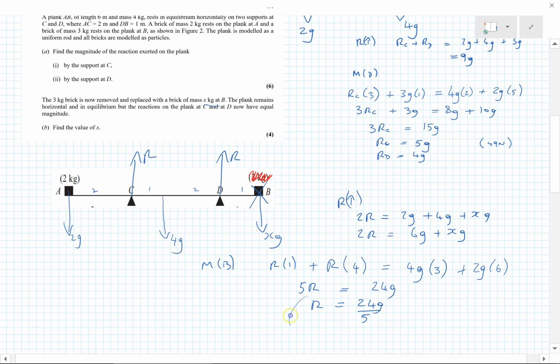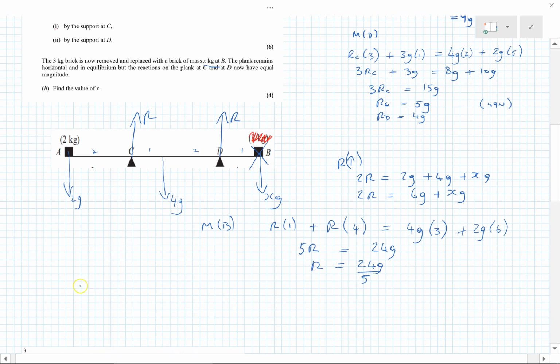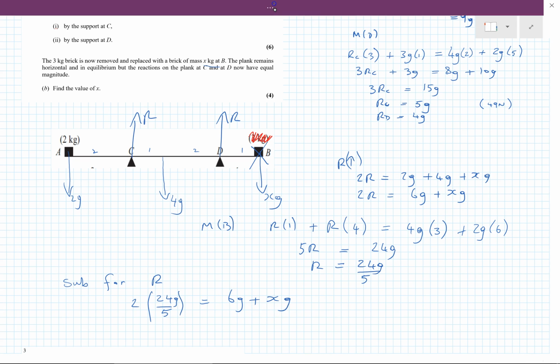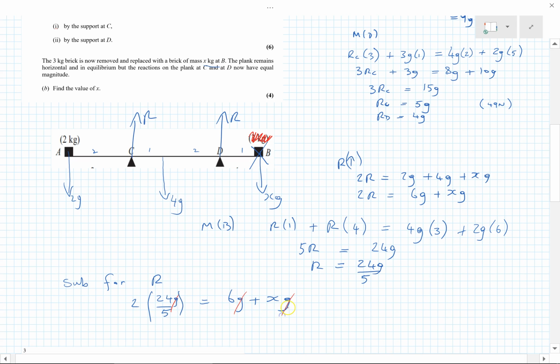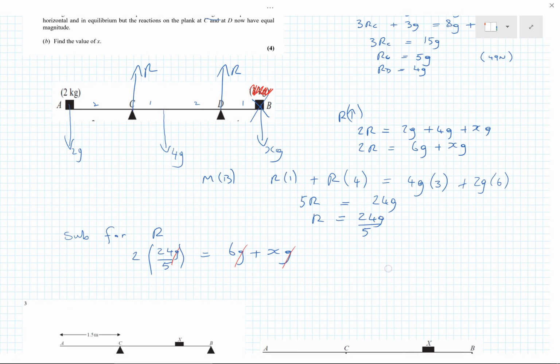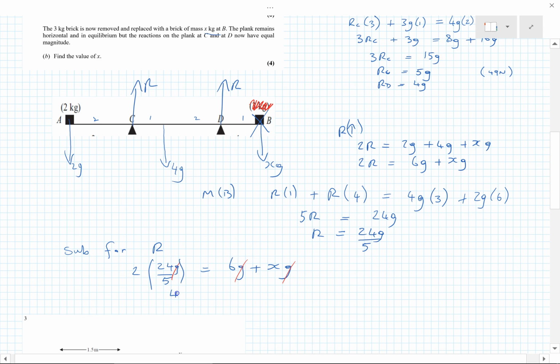So I can now substitute that R back into there. I'm going to substitute for R, and then I'm going to get my value for X. So I've got 2 times 24G over 5 equals 6G plus XG. Okay, so the G cancels again, which is nice. I'm going to times through by 5 here, so I'm going to get 48 is equal to 30 plus 5X, which gets me 5X is equal to 18. X equals 18 over 5, so X is equal to 3.6 kilograms, which is the answer. Okay, so that's the second question done. Let's have a look at the third question.